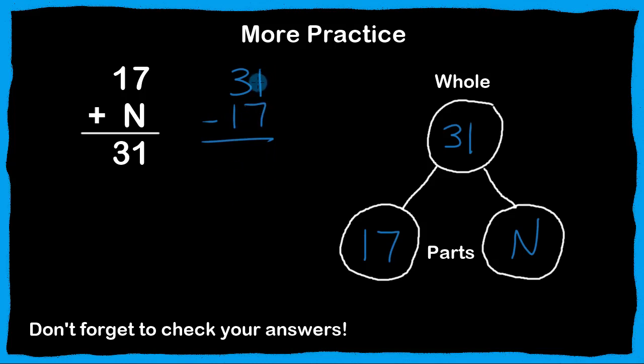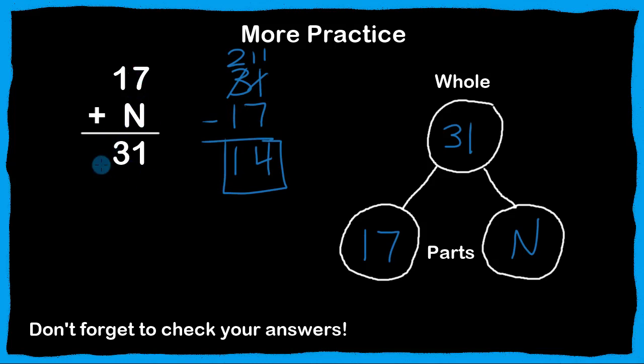Okay, and we do 1 minus 7 first. We can't do 1 minus 7, so we're going to have to exchange a 10 for 10 ones. So now we have 11 ones. 11 minus 7 is 4. 2 minus 1 is 1. So our answer is 14.